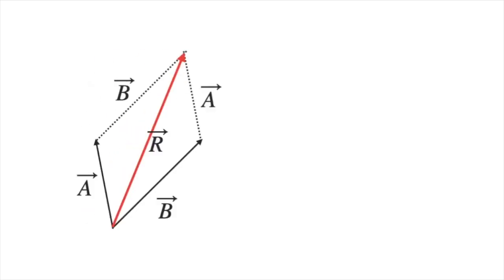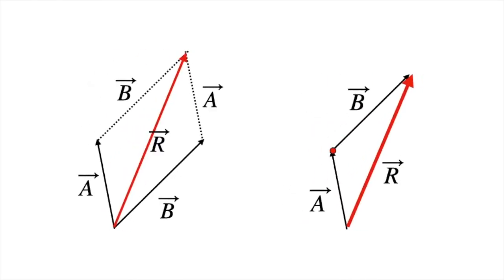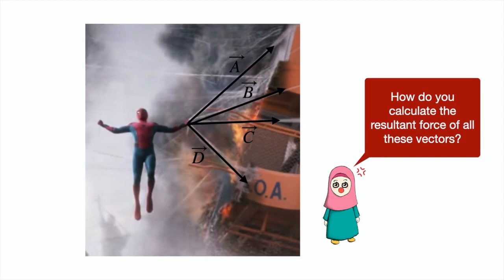As I have shown you previously, you can easily construct the resultant force between two vectors using either the parallelogram law or the triangle law. Usually, the resultant force will always be located in between the two individual forces, and the direction is always from the tail to the arrowhead. But what if you have to deal with more than two vectors, like this case?